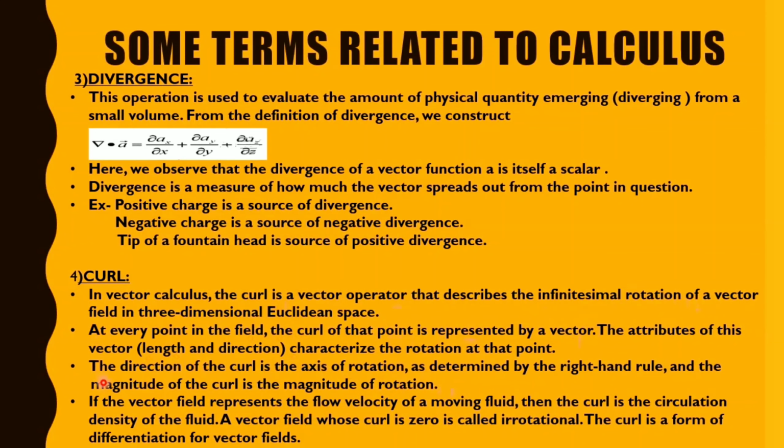And the last point which you need to know is that if the vector field represents the flow velocity of a moving field, then the curl is the circulation density of the field. A vector field whose curl is 0 is called irrotational. So here you need to know that a vector field whose curl is 0 is called irrotational, and the curl is a form of differentiation for vector fields. So these are some terms related to calculus.